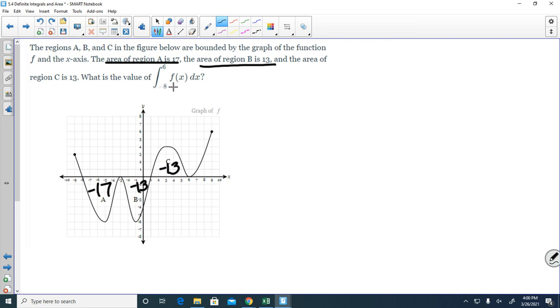And they want to know what is the value of the definite integral from -8 until 6. So to find that, I'll add up -17 plus -13. Oh, that was positive 13 because it's above the x-axis. Plus 13. Looks like I get -17.